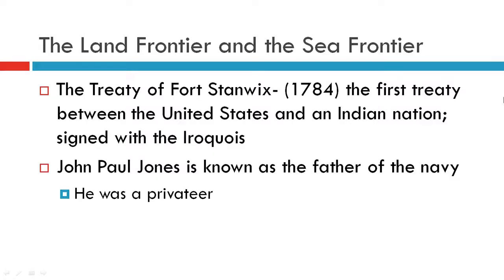In 1784, the United States signed their first treaty with an Indian nation. It was the Treaty of Fort Stanwix, and it was signed with the Iroquois. And John Paul Jones was known as the father of the American Navy, and while it was quite small, it certainly held its own as best it could against the most powerful navy in the world. John Paul Jones was also a privateer, or a legalized pirate.